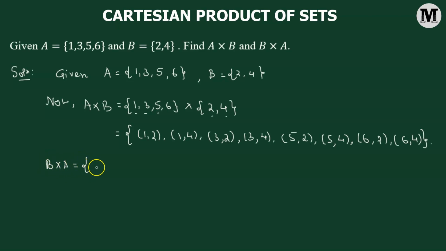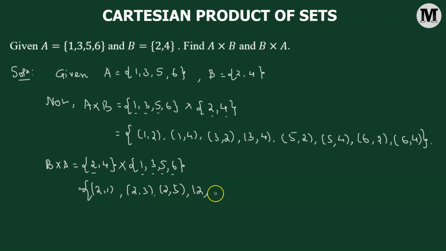So this time we're going to consider the set B first, which has the elements 2, 4, and form a Cartesian product with set A containing the elements 1, 3, 5, 6. Now this time what we'll do, we'll start with the first element of set B, that is 2, and we're going to form an ordered pair with each of the 4 elements of set A. So we're going to get (2, 1). Next we have (2, 3). Next we have (2, 5), followed by (2, 6).